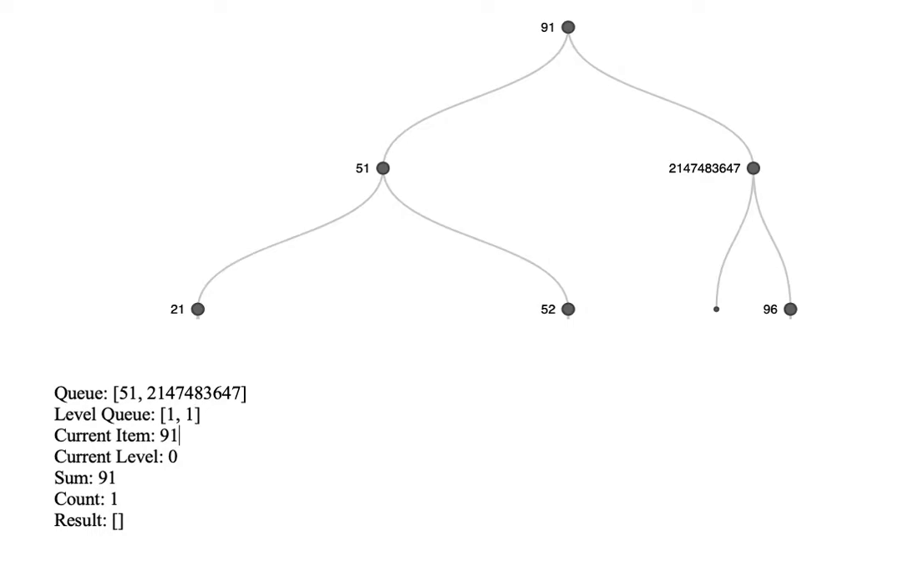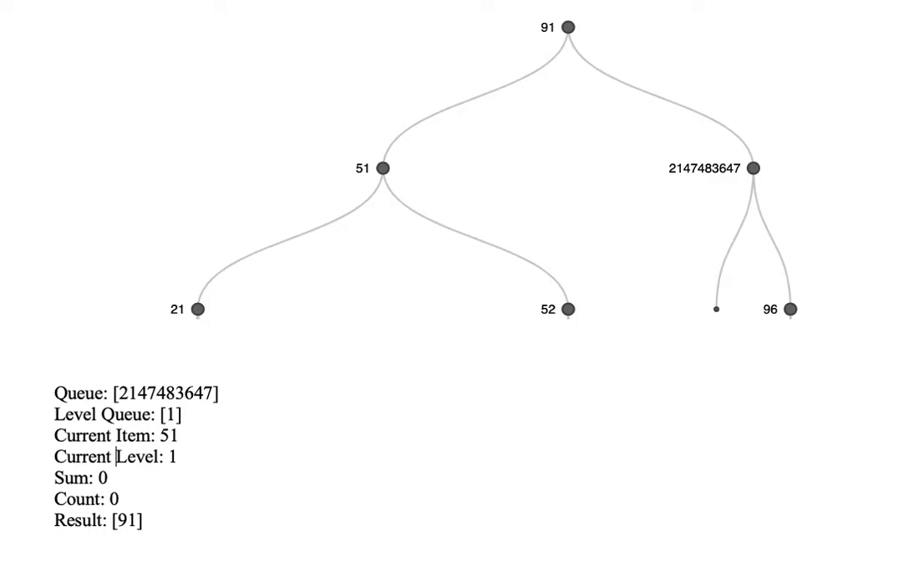Now I dequeue from the queue, so now I get 51, its level is 1, so both these items are now dequeued. Since my previous level was 0 and my current level is 1, my level has changed, so I need to put something in the result, which is the average of the previous level. In my previous level my sum was 91, count was 1, so my result would be 91 divided by 1, which is 91, and I put it in the result.